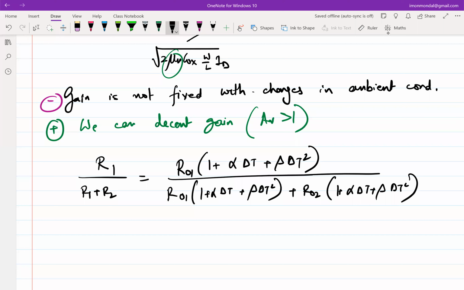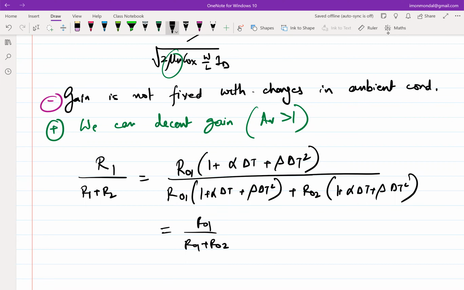Delta T is your change in temperature. So if two resistors are sitting next to each other, their temperature will be the same, isn't it? The ambients are the same for both of them. So yes, essentially this becomes equal to R01 by R01 plus R02. So they become independent of ambient condition, provided both of them see the same variation. If they are not seeing the same variation, then you have a problem. Sometimes this is a design problem.